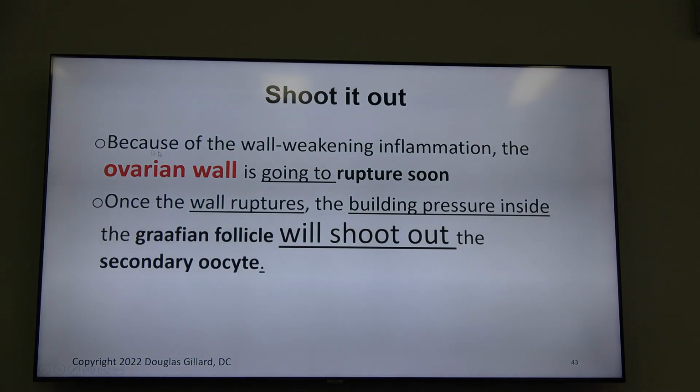Okay, shoot it out. Because the wall is weakening from inflammation, the ovarian wall is going to rupture really soon. Once the wall ruptures, because of the building pressure and the inflammation, the Graafian follicle will shoot the secondary oocyte out because of all that pressure. But it's important to know that the Graafian follicle itself does not ovulate. The only thing that ovulates is that secondary oocyte at this point, and the two layers around it.